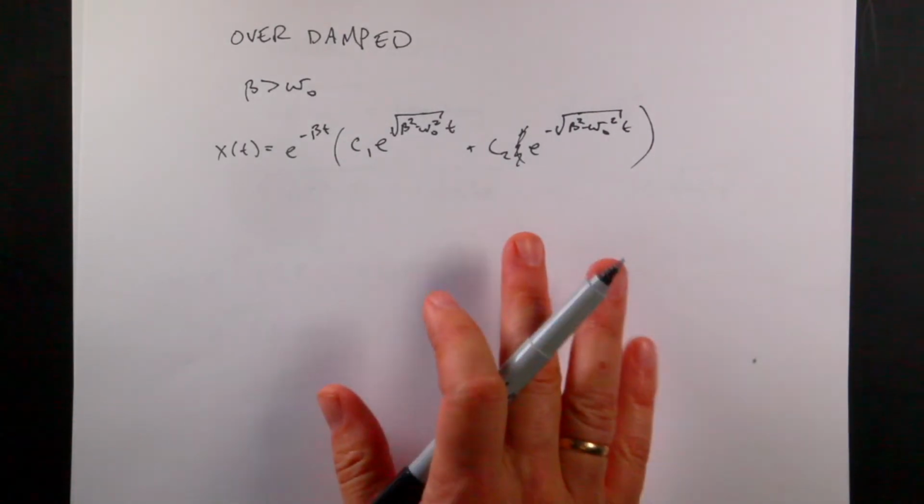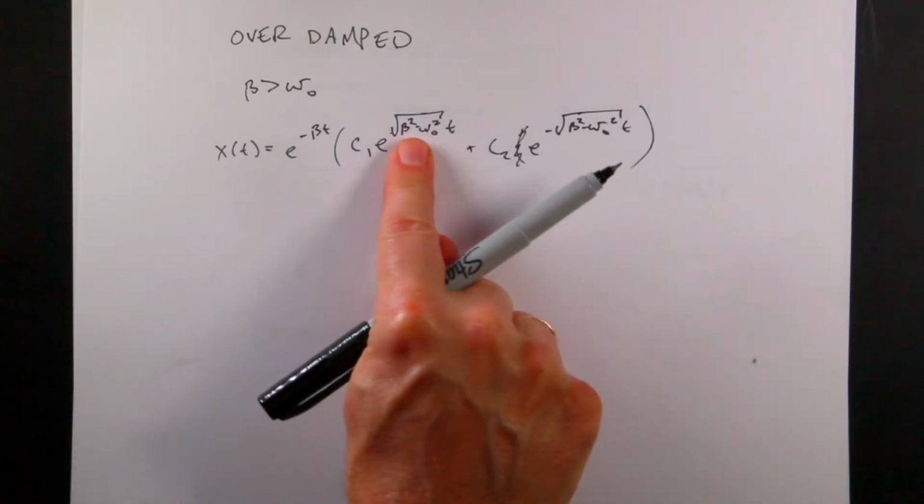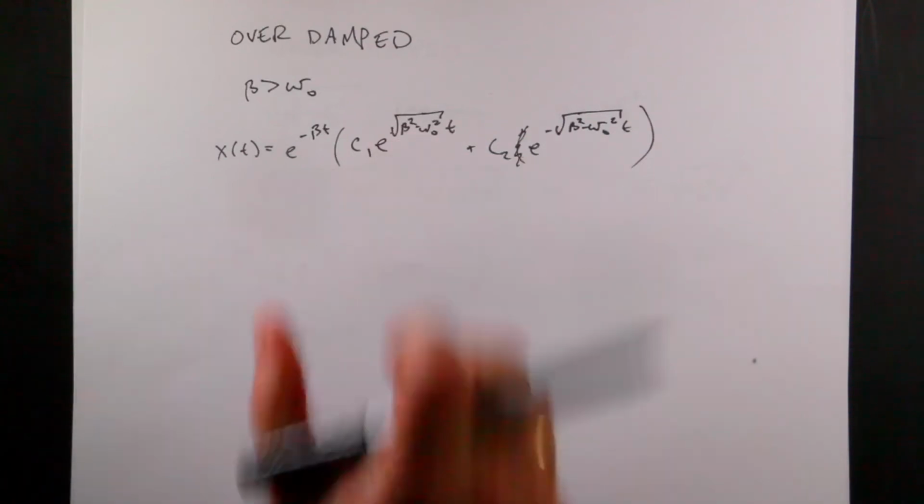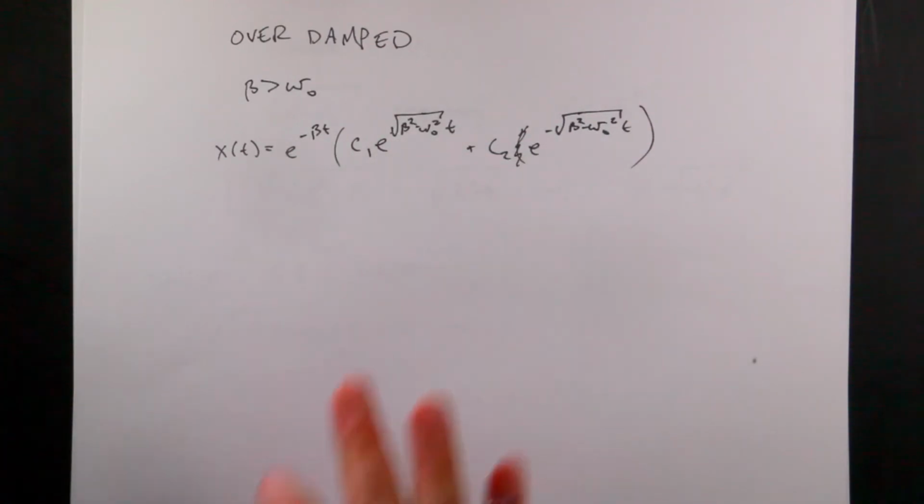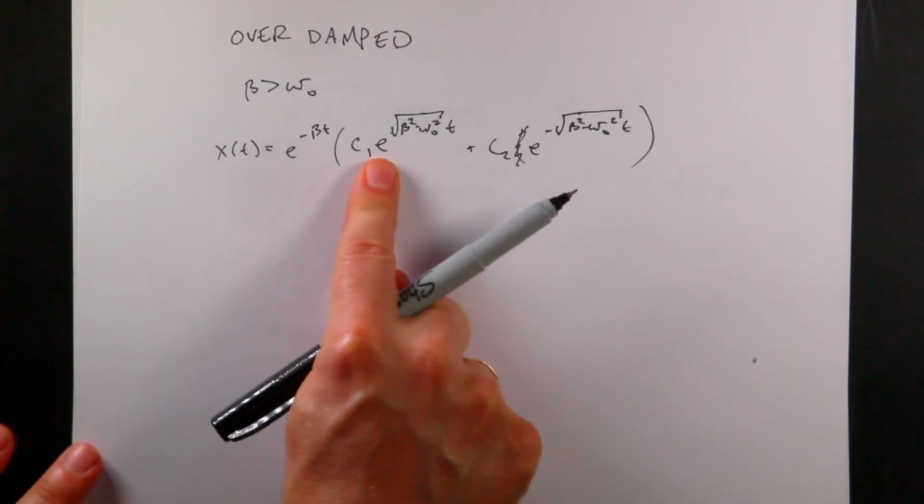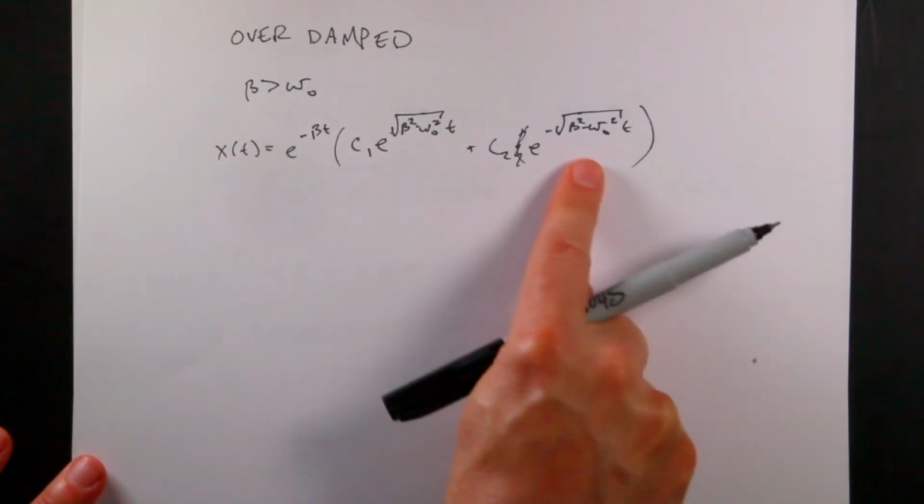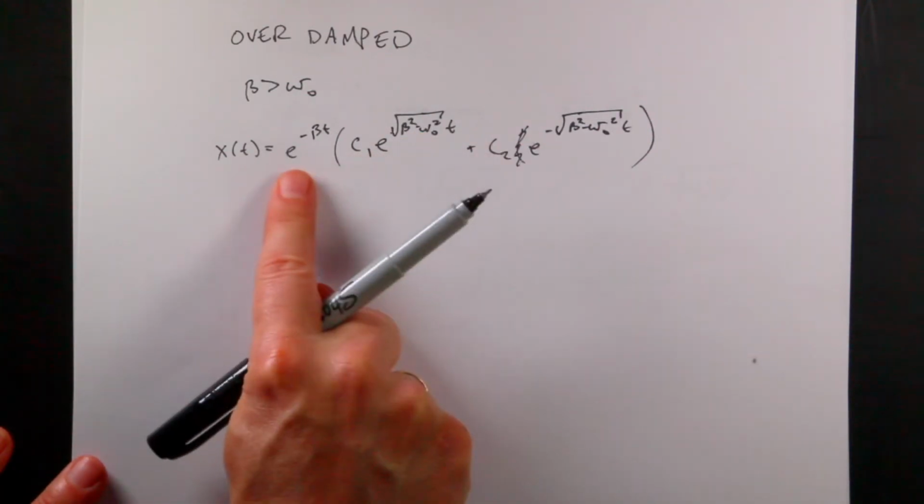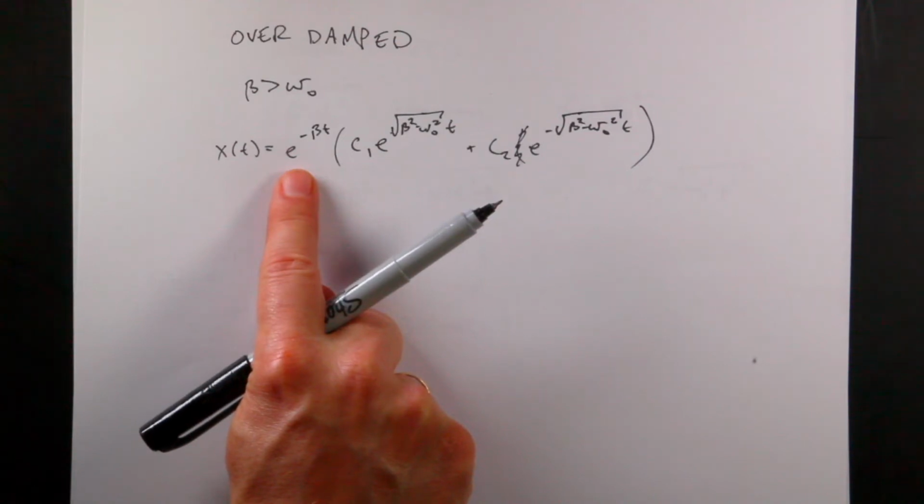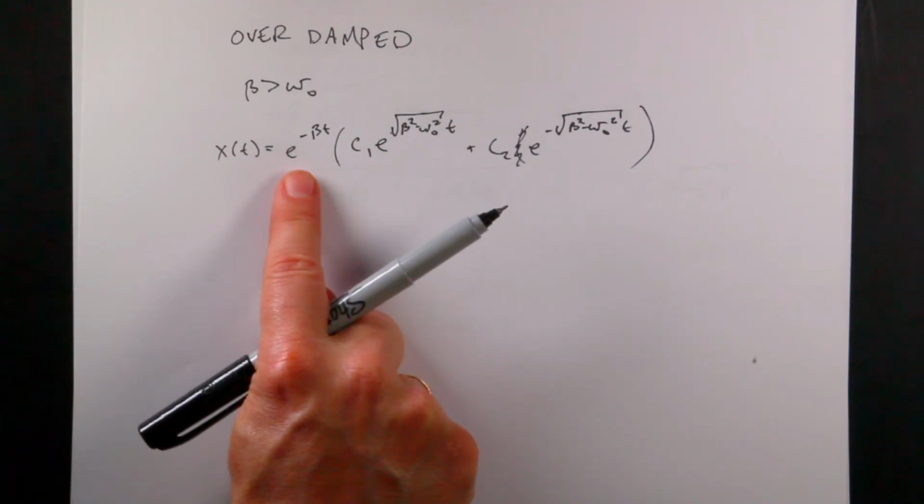There are no oscillations. Why did I have oscillations before? It was because I had an imaginary number in the exponent, and that turned it into sines and cosines. I no longer have that. This is an exponentially growing term because it's positive. This is an exponentially decaying term, but they're both multiplied by an exponentially decaying term. So let's just go ahead and plot this thing.